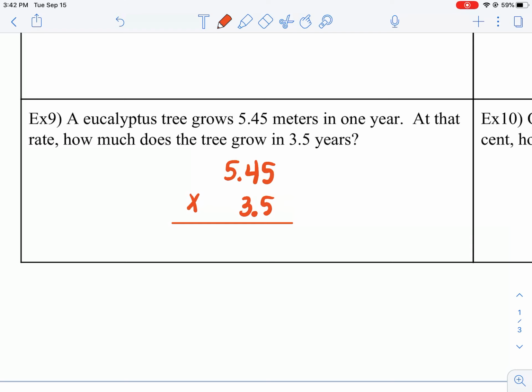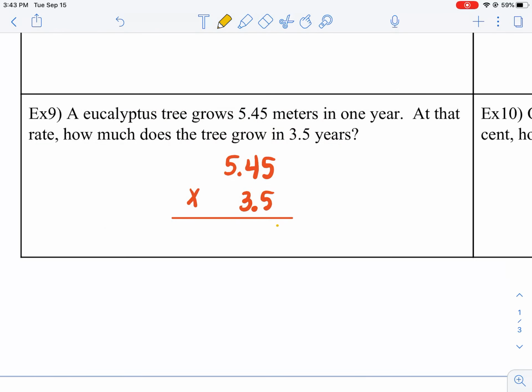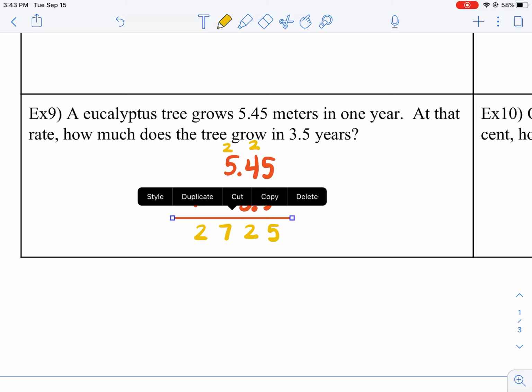Okay. So we have 5 times 5. I'm going to change my color. 5 times 5, which is 25. We have 4 times 5, which is 20, plus 2, which is 22. And then we have 5 times 5, which is 25, plus 2, which is 27. Okay.